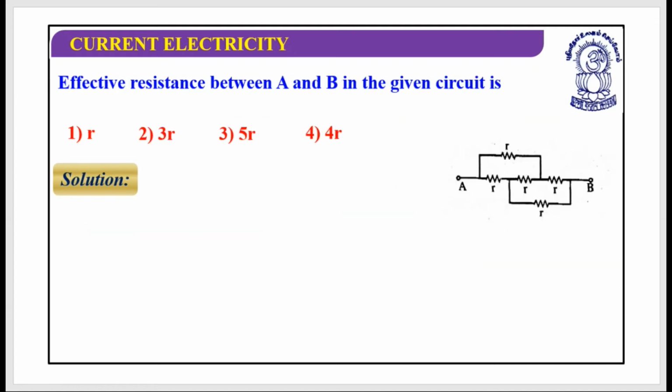Let's have a look then. What does it say? It says effective resistance between A and B in the given network. Take your time of 10 seconds and try to do it.